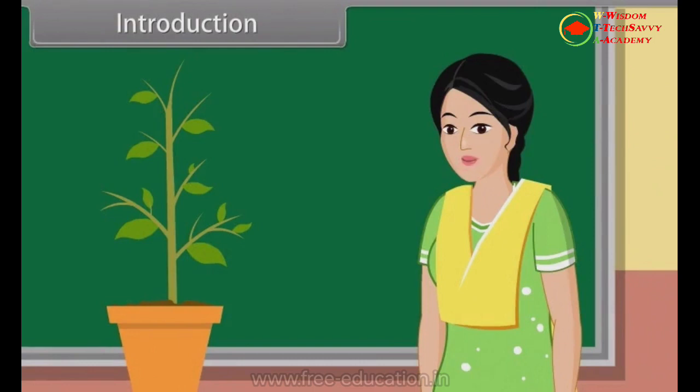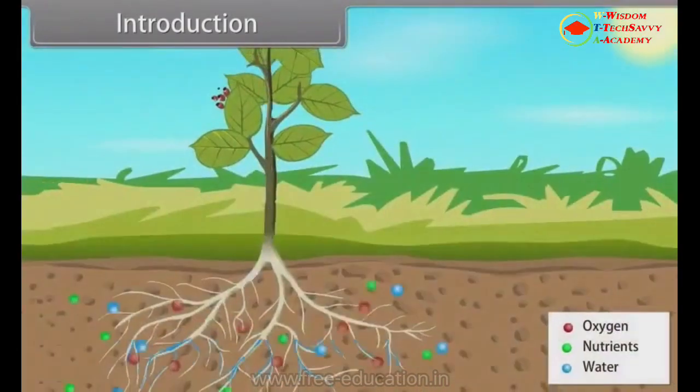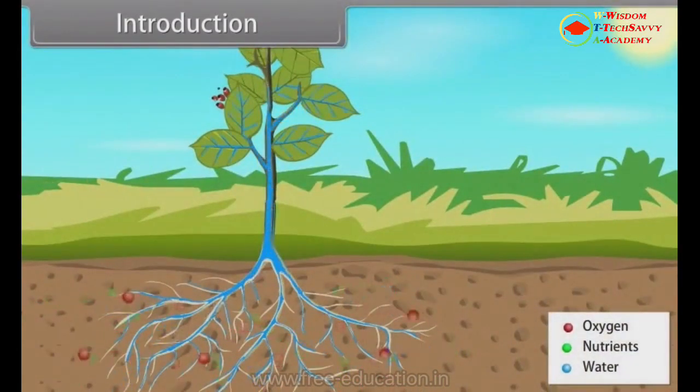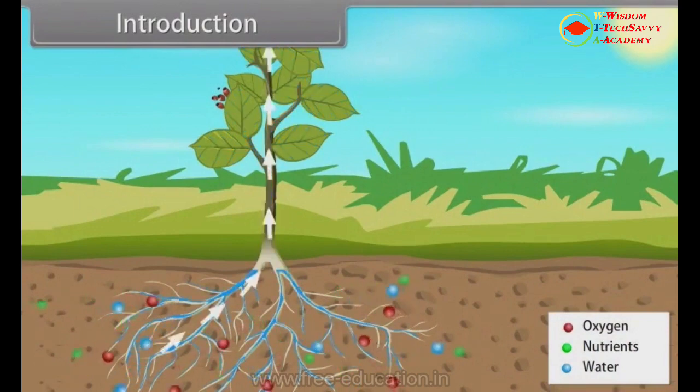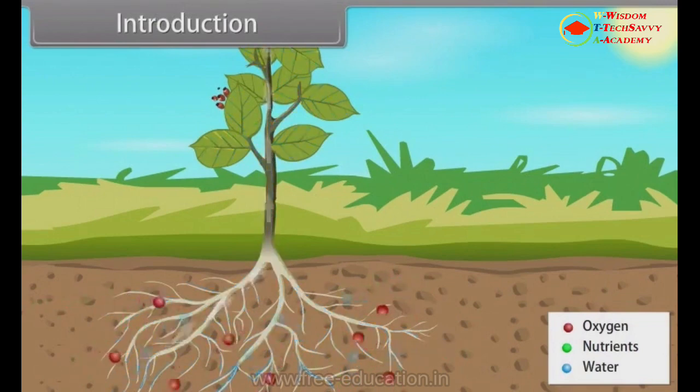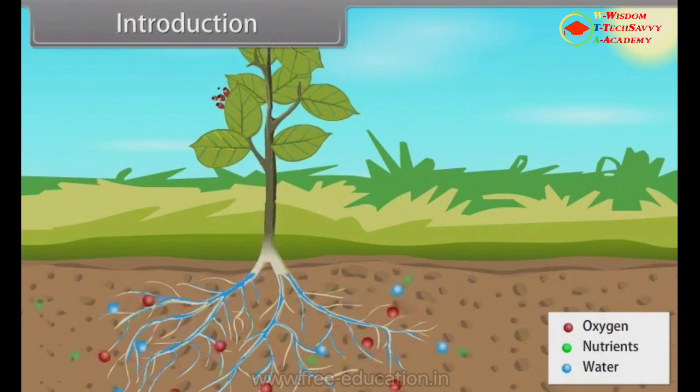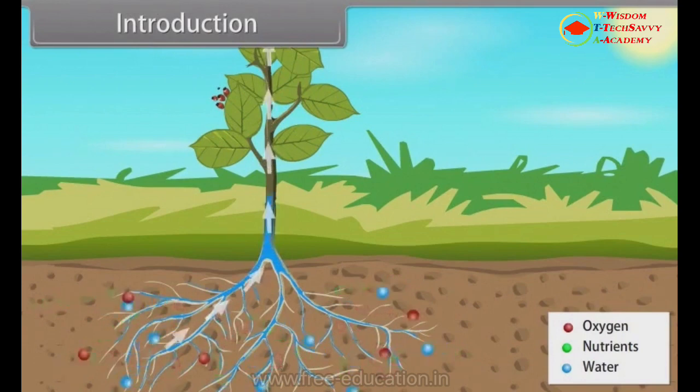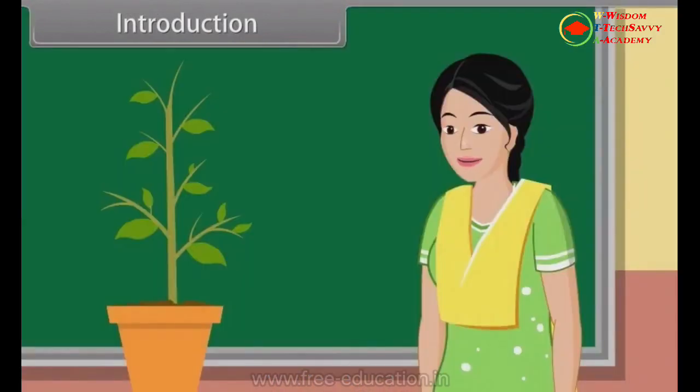The growth of a plant can be measured by considering various factors such as nutrients availability, water availability, oxygen, etc. One more thing I would like to tell you is that there are 5 plant growth regulators. They are auxins, gibberellins, cytokinins, ethylene and abscisic acid. Okay, now it's time to learn about plant growth and development.